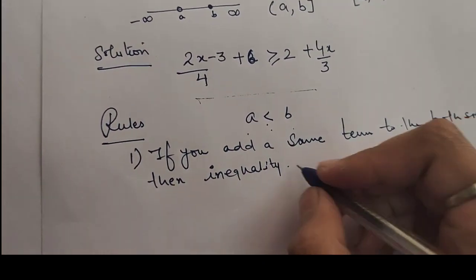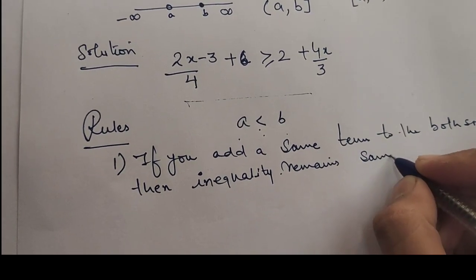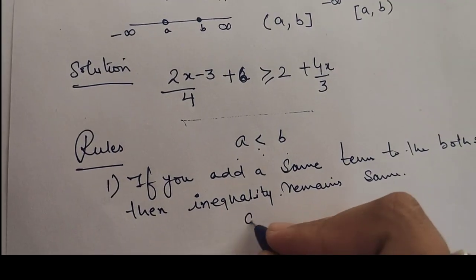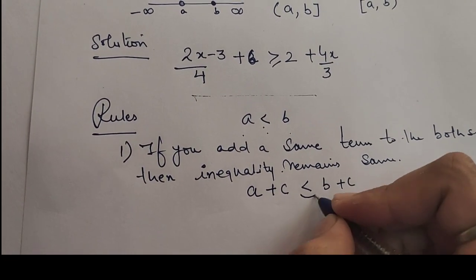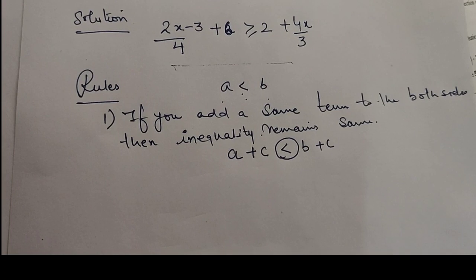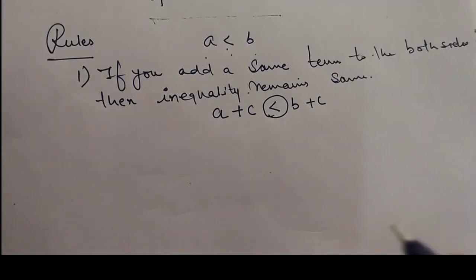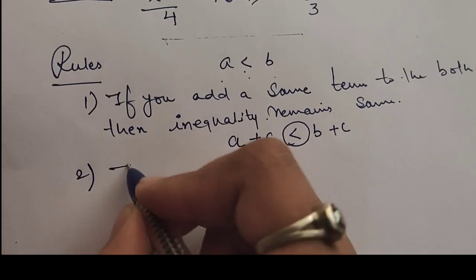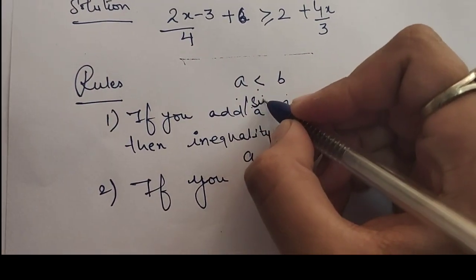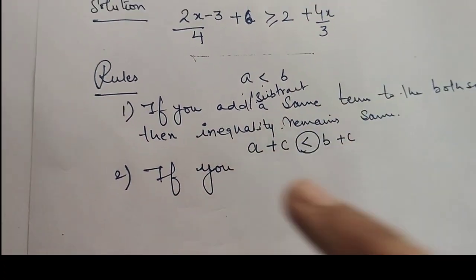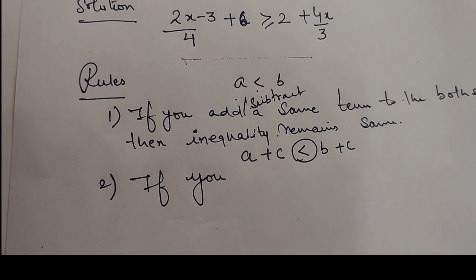Inequality पे कोई फर्क नहीं आएगा. It remains same. What does it mean? If I add c on both sides, then the sign of inequality doesn't change here. That's the first property, first rule here. After that, the second one: if you subtract, I can add in this. If you add or subtract the same term to both sides, the inequality remains same.